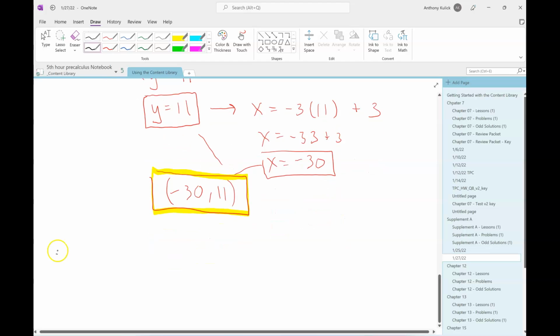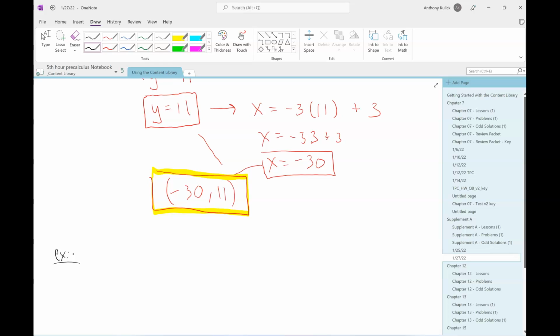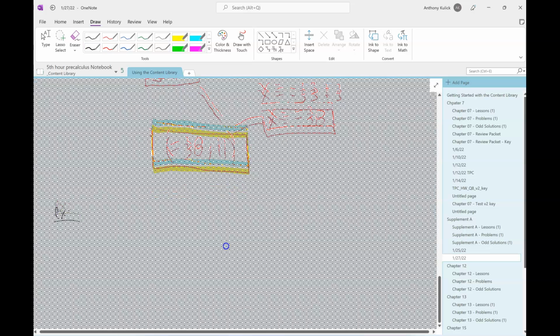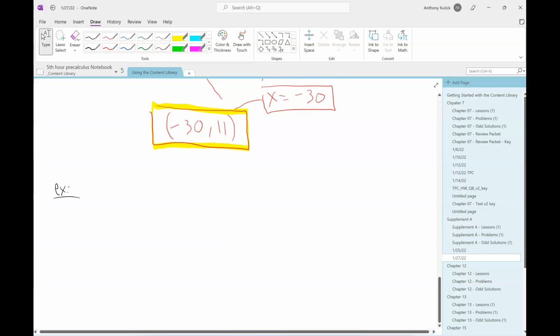So I think the natural next question is, okay, Mr. Kulik, if there's one solution, I get how that's going to go. What if we run into one of those other situations where we have infinitely many solutions or no solution? How's that going to work if I do this substitution? What's going to end up happening along the way to tell me that's what's going on? Well, let's look at an example then.